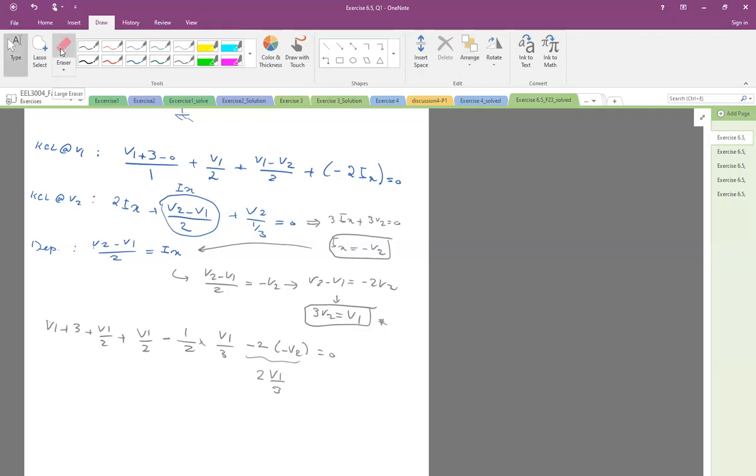So you could also just go with the top equation. You get rid of ix. Instead of ix, we put negative v2. Then you have one equation based on v1 and v2, and a second equation based on v1 and v2. You could also solve it that way.